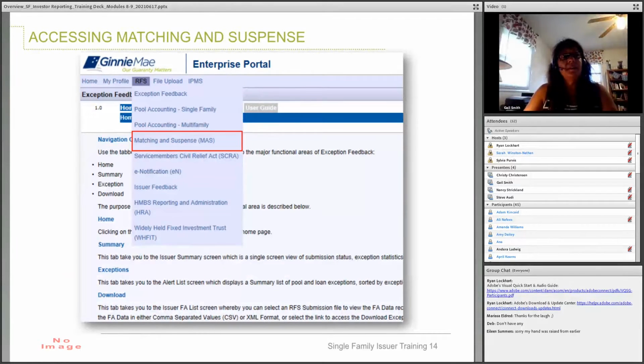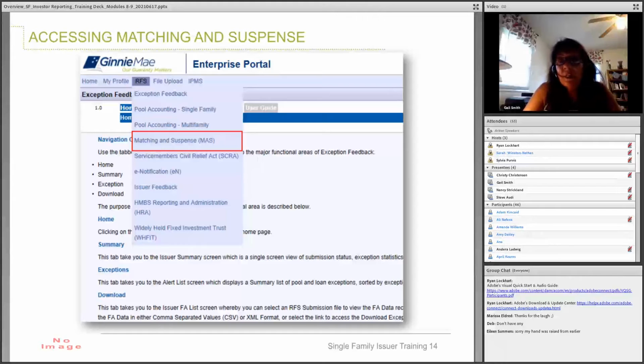So to work your non-matching loans, you would go into the Matching and Suspense module in the RFS system. You would select Matching and Suspense, which is highlighted in the red box.